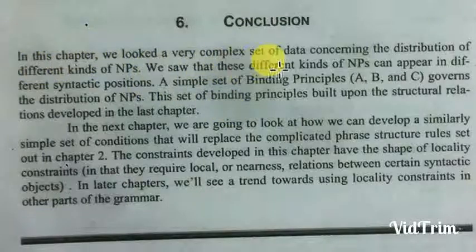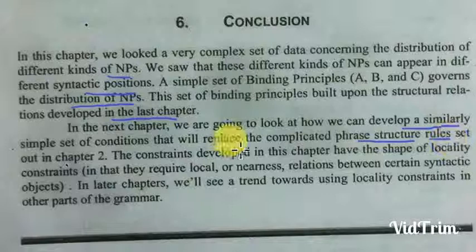Conclusion. In this chapter, we looked at a very complex set of data concerning the distribution of different kinds of noun phrases. We saw that these different kinds of noun phrases can appear in different syntactic positions. A simple set of binding principles, A, B, C, governs the distribution of noun phrases. This set of binding principles built upon the structural relations developed in the last chapter. In the next chapter, we are going to look at how we can develop a similarly simple set of conditions that will replace the complicated phrase structure rules set out in chapter 2.